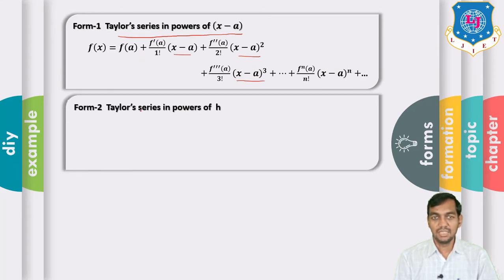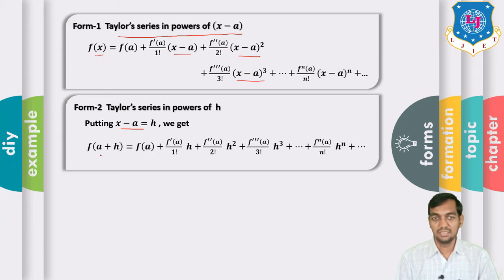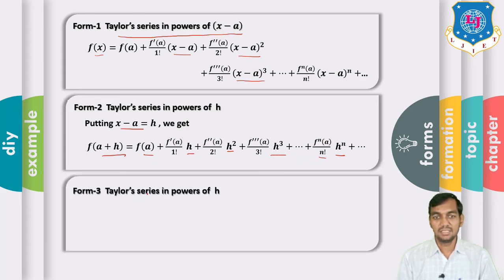Correct? Now, the Taylor series in powers of h. We are going to put x minus a is equal to h. If we substitute it here, then x is equal to a plus h. So instead of x, we are writing a plus h, and that will give you f(a plus h) is equal to f(a) plus f'(a) upon 1 factorial into h plus f''(a) upon 2 factorial into h square plus f'''(a) upon 3 factorial h cube plus dot dot dot f^n(a) divided by n factorial into h raised to n. Correct?